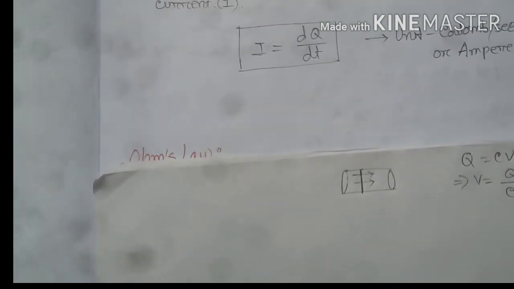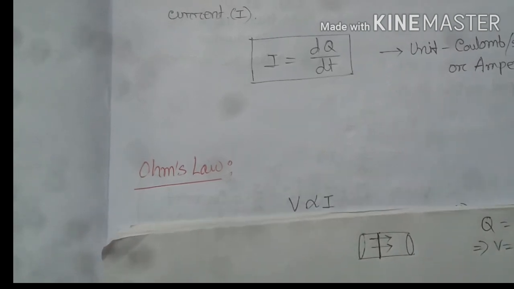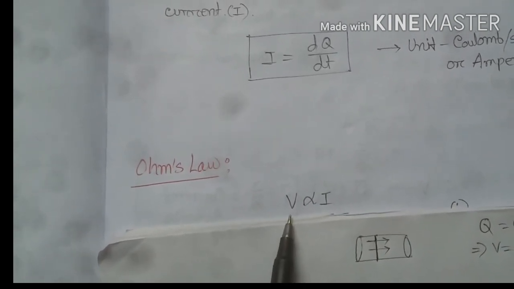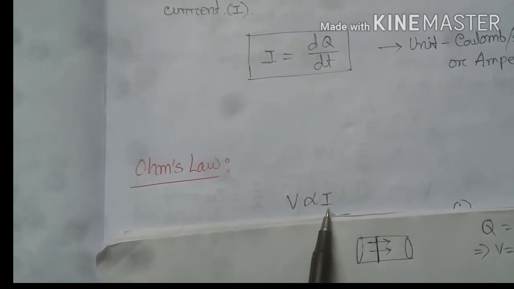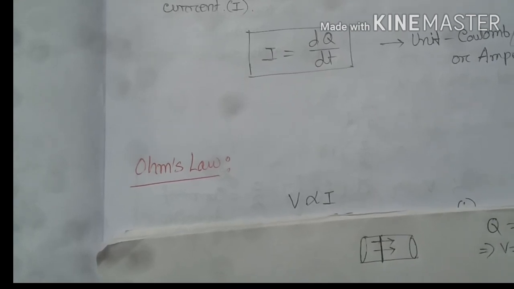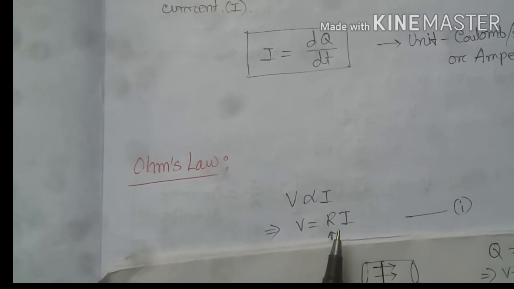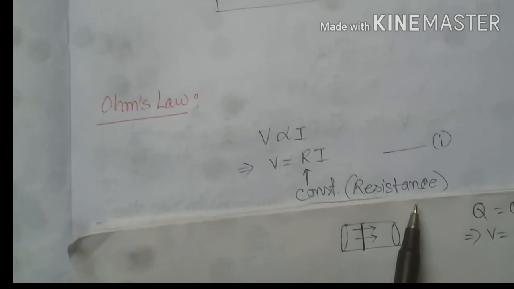Okay, now the next topic is Ohm's law. I think all of you know what is Ohm's law. The mathematical form of Ohm's law is V proportional to I, that is, the potential difference between the two terminals of a conductor is proportional to electric current, but the condition is constant temperature and pressure. Why? I will discuss it later. So if we omit this proportional sign, there will be a constant, and this constant is called resistance.